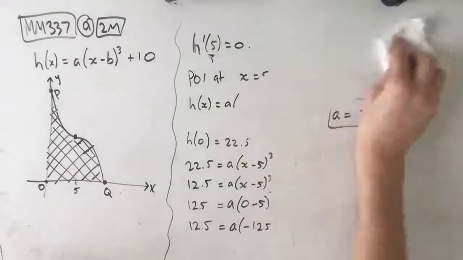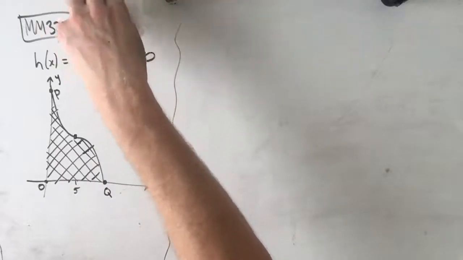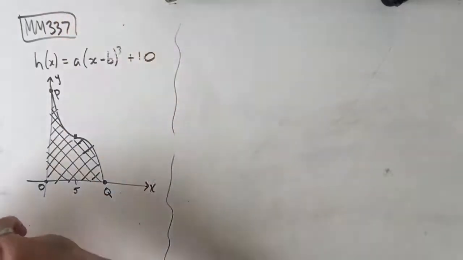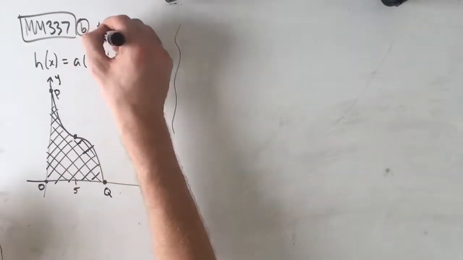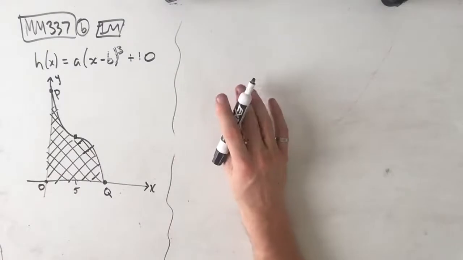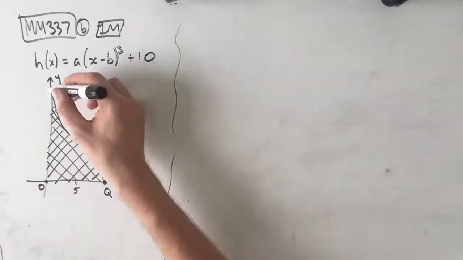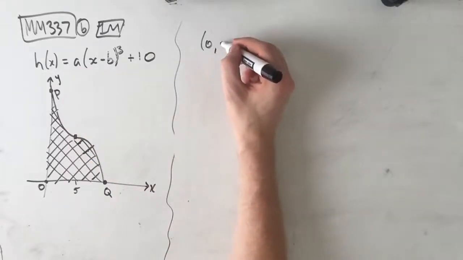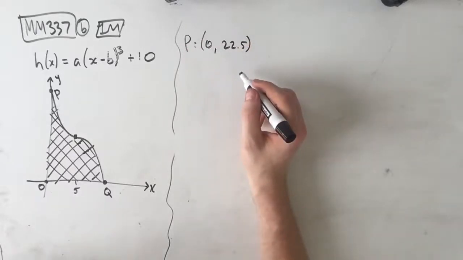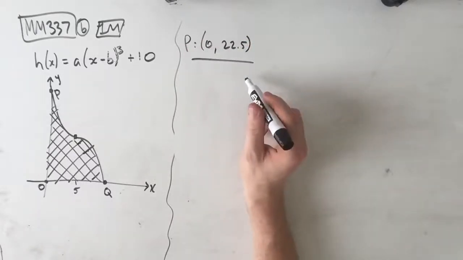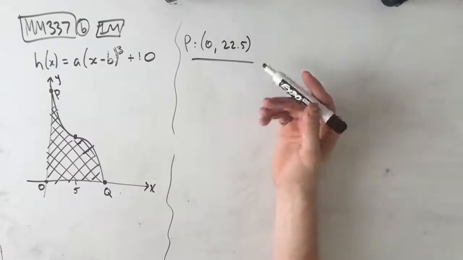Part B is simply a 1-mark question, and what we need to do is find the coordinates of the points P and Q, the start and end points of the water slide. Cool. So we know that P is going to be (0, 22.5), because the question tells us that. It tells us that it starts at 22.5. So that's our first one, which is why this is only worth 1 mark, because the question kind of tells us what P is anyway.